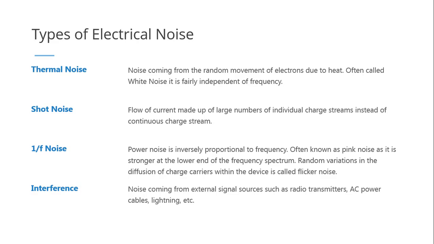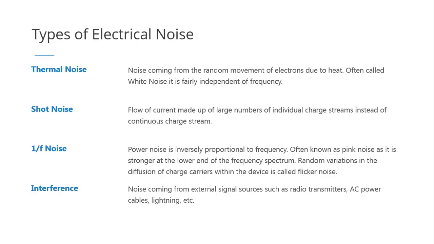Next, we have shot noise. Shot noise happens in certain instances when the stream of charges happens in clumps or a large number of individual streams instead of having a continuous charge stream. This could happen because of a number of causes, but more or less because of the clumping of the individual charge streams into large numbers, it actually has an effect on the overall output signal.